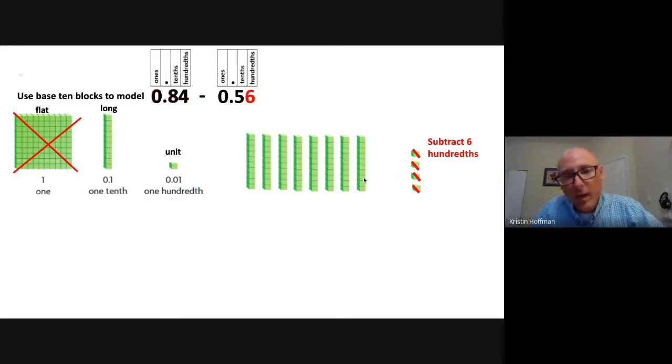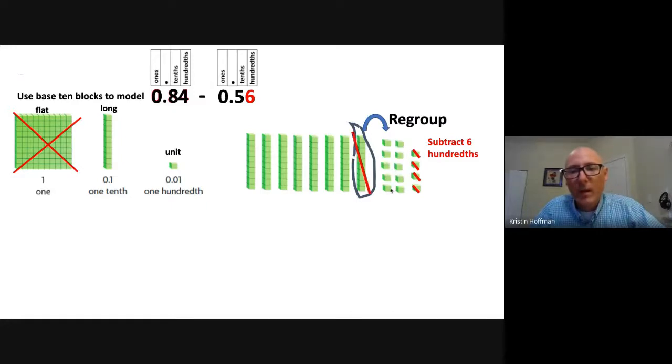And as you see, I kind of jumped ahead a little bit here. You're probably thinking, oh yeah, let's take them from this long. Let's do that. Let's break this long down. There are 10 of those there. So let's regroup them, borrow. And let's see, we got 4. And then let's subtract 5, 6. And we're left with 8 hundredths.